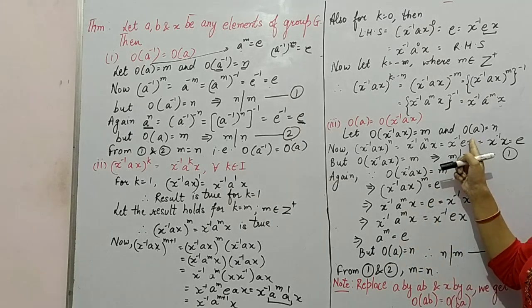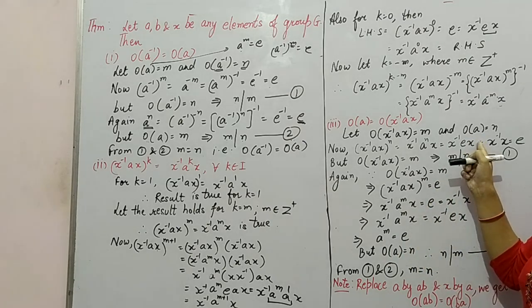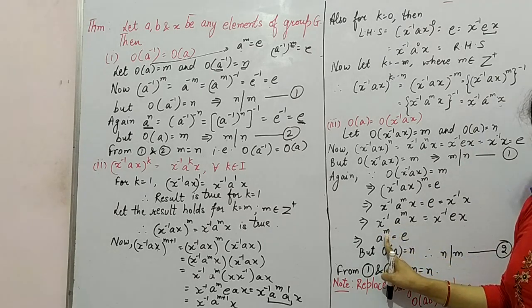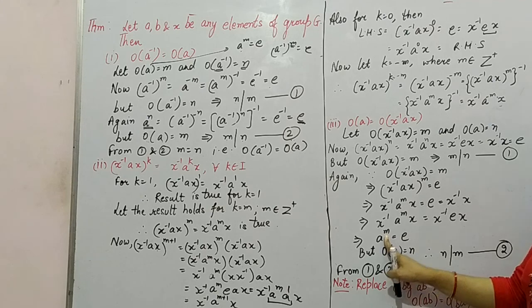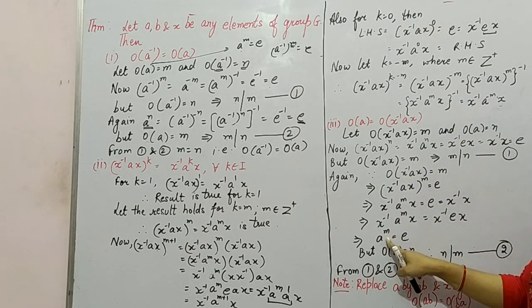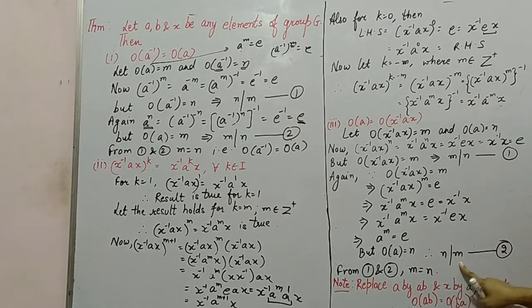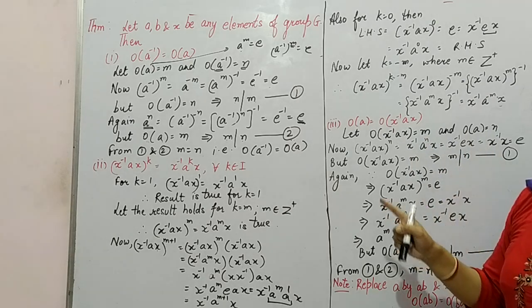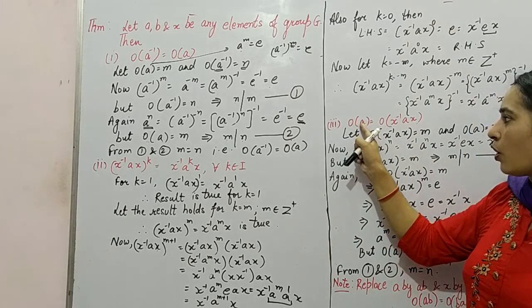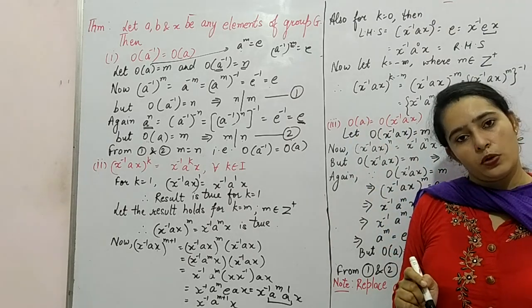Again, come to that point, order of A is equal to n. That means if this property is satisfied by any other number other than the order, then the order of that element must divide this number. That means n must divide m. Mark it second. From first and second, we can say that m is equal to n. What were m and n? m and n were the order of x inverse Ax and the order of A. That means the order of these two elements is equal.